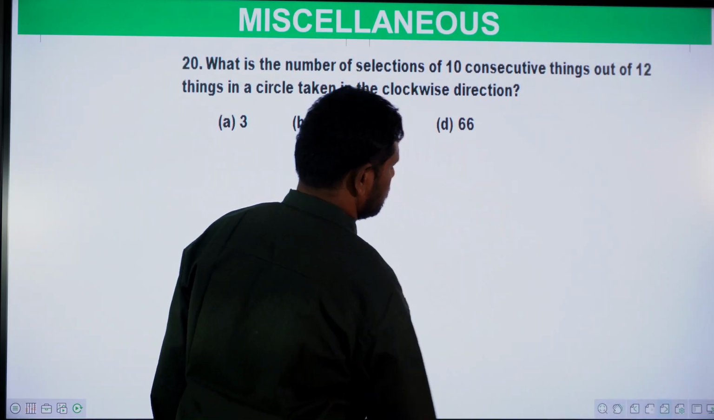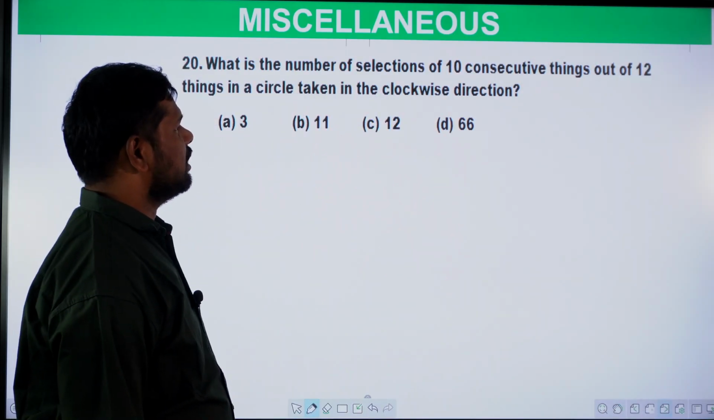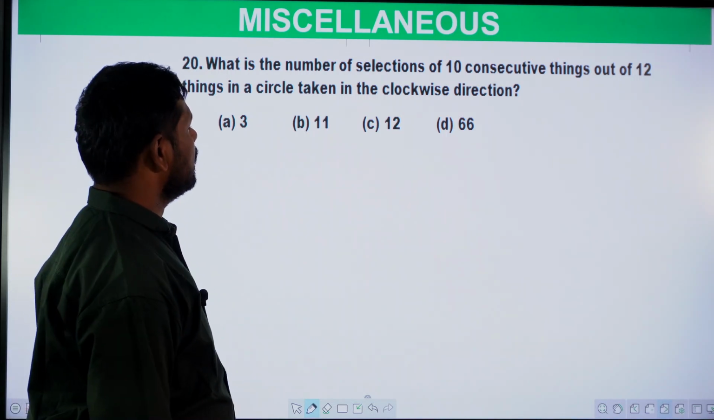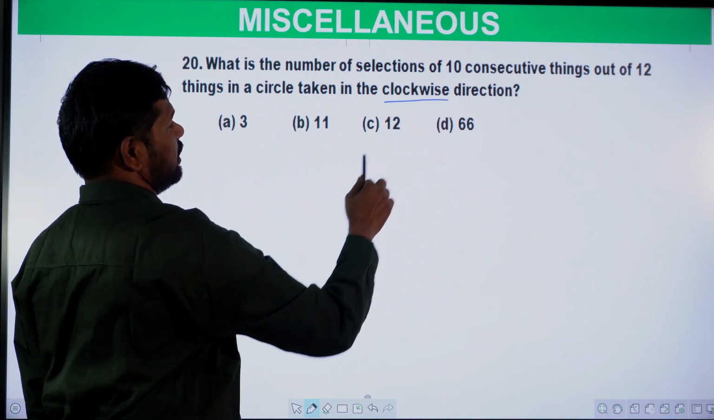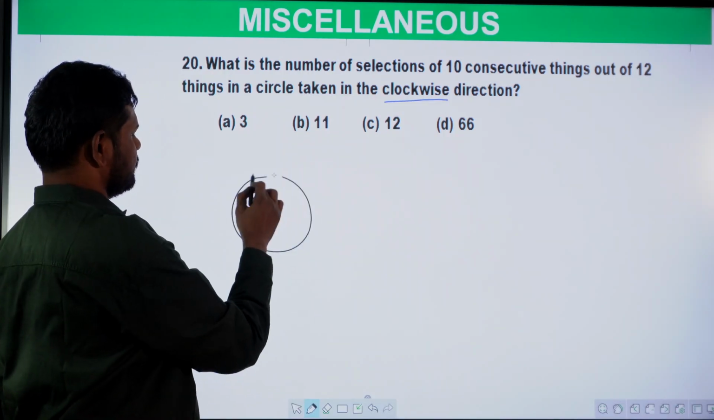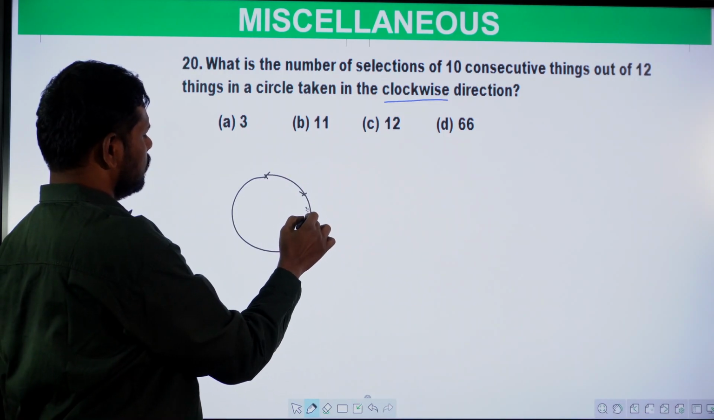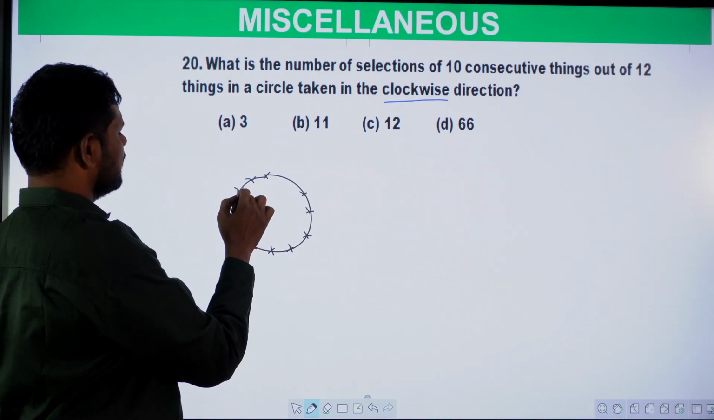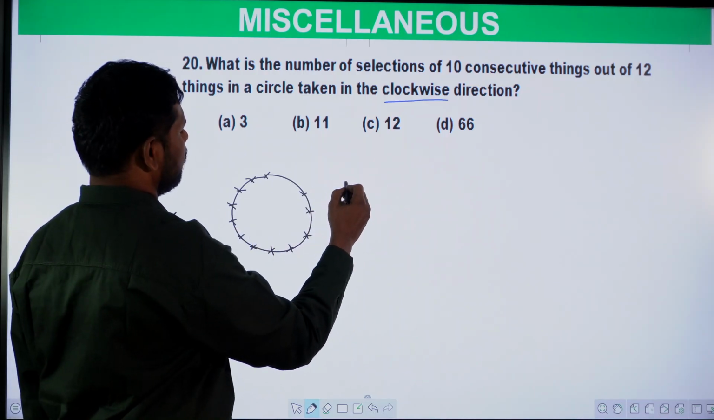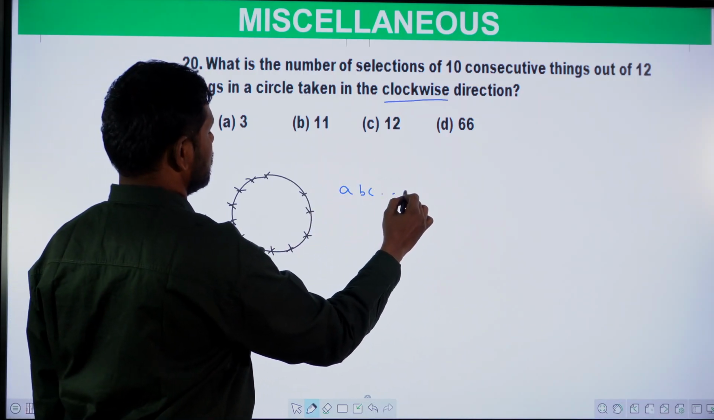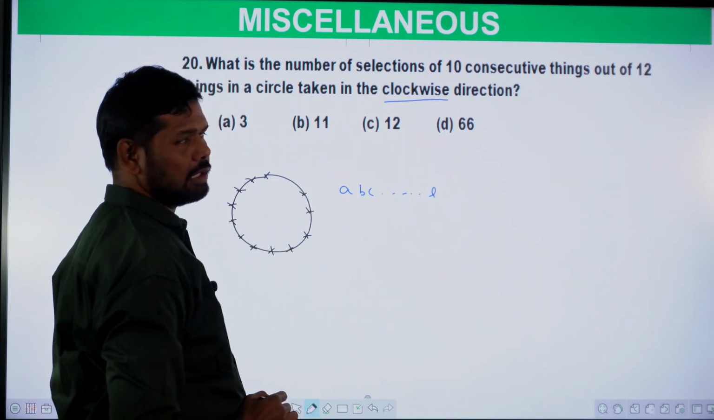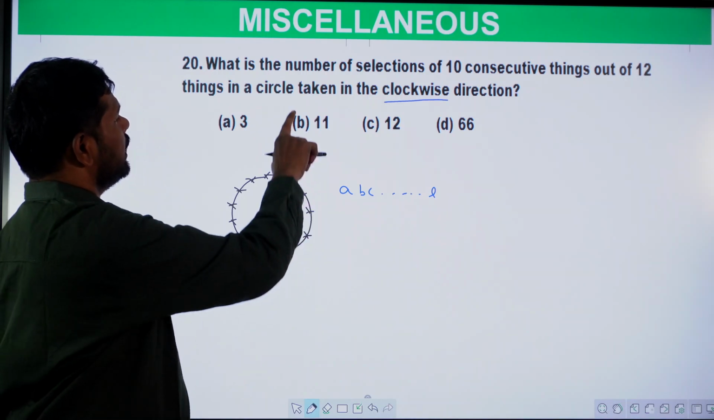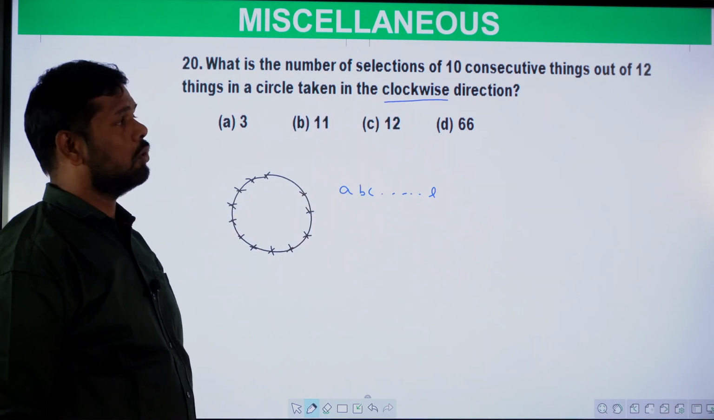Then next one. What is the number of selections of 10 consecutive things out of 12 things in a circle taken in the clockwise direction? Just observe here: taken in the clockwise direction. 1, 2, 3, up to 12 things are in a circle. Suppose I give the alphabets A, B, C and so on up to L as the 12th letter, all arranged in a circle. Now in the clockwise direction, we need to select 10 consecutive things out of 12.